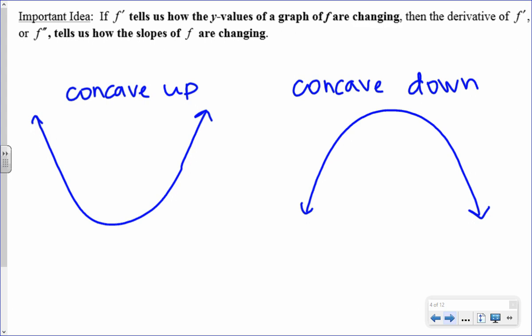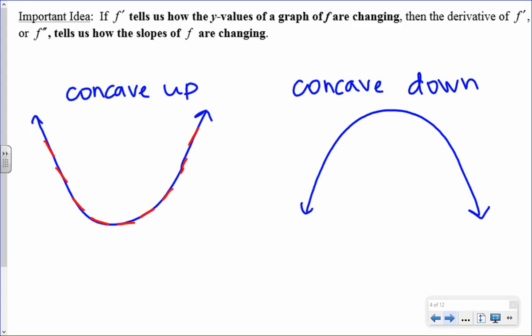If the first derivative tells us how y is changing over x, tells us about slope, then the second derivative is telling us how the first derivative changes, which is really how the slope is changing. Okay? So I want you to look at these pictures. Concave up. You already described this to me before you knew what concavity was. But as we look at all of these tangent lines, what is happening to our slope?